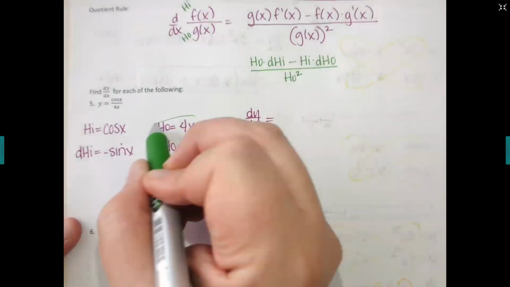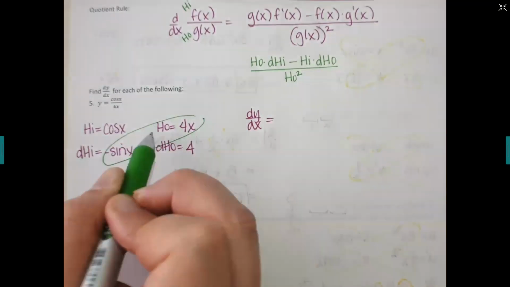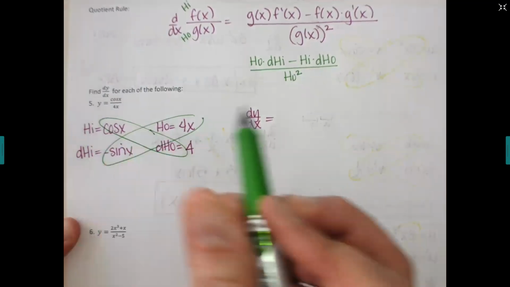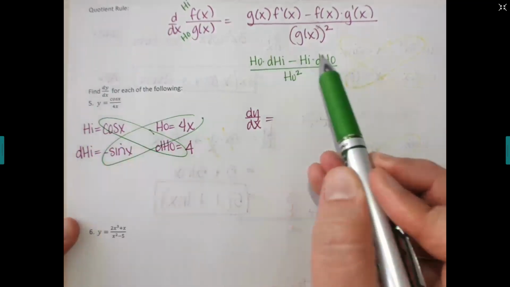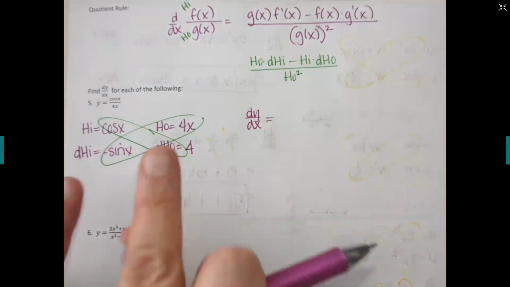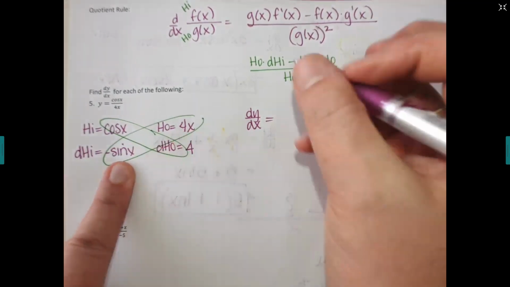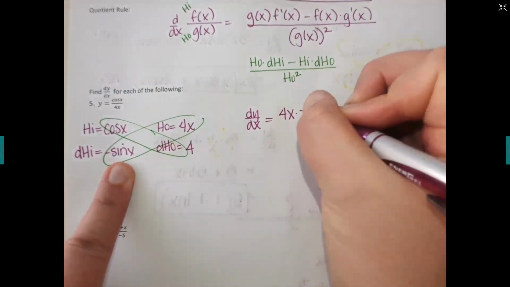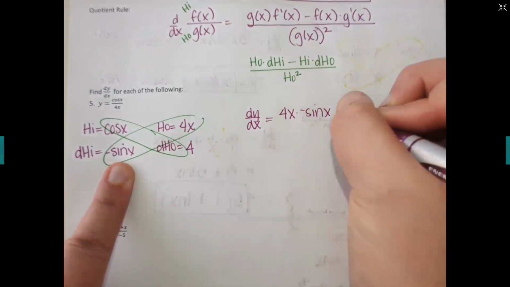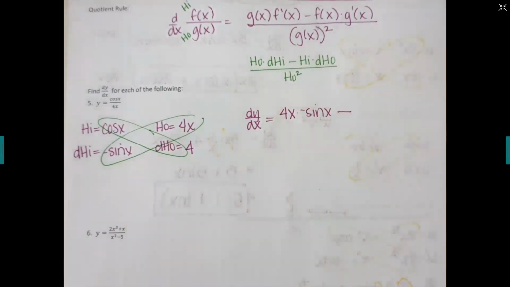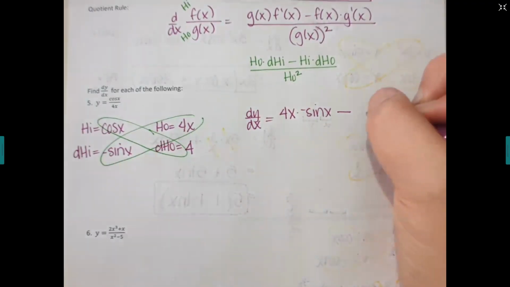Then to take the derivative, you're going to put dy dx equals, and then remember it's ho d high, that's these two, minus high d ho is these two. Just follow that right here. So ho d high is this diagonal first. So I'm going to have 4x times negative sine x, minus in the middle. This is different from product rule, which gets a plus. Quotient rule gets a minus, and then high d ho is that diagonal. So it'll be cosine x times 4.